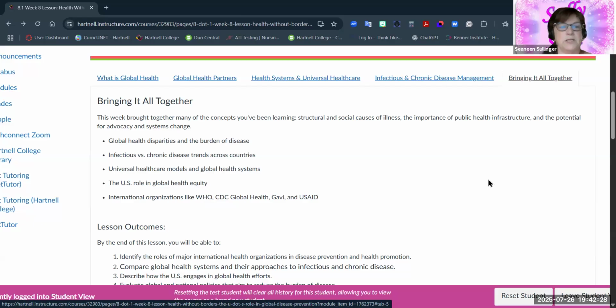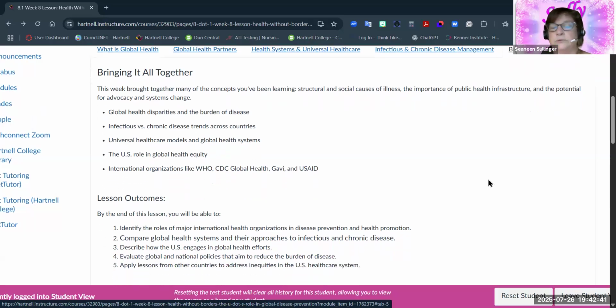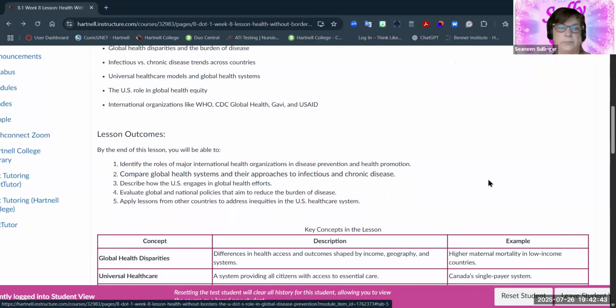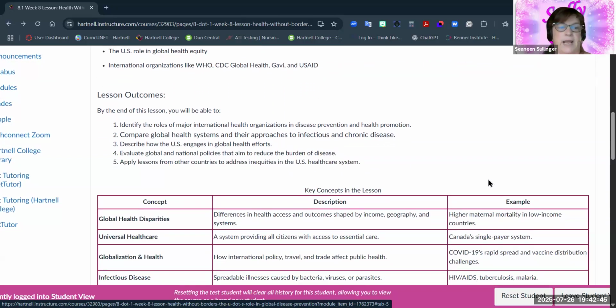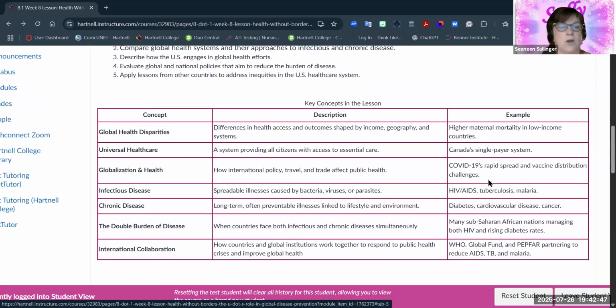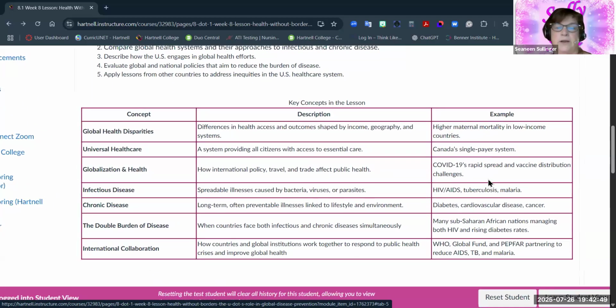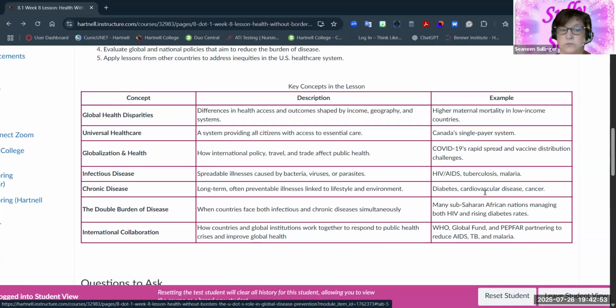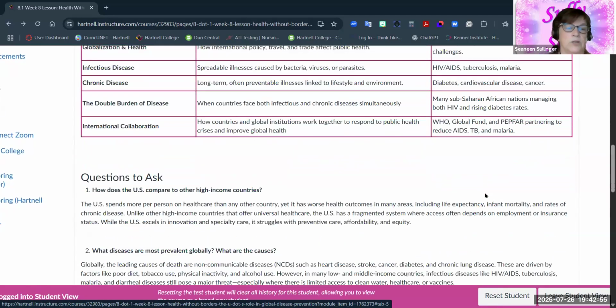So global health disparities, the infectious and chronic diseases, universal healthcare models versus other healthcare models, our role in health equity, which we're not doing a very good job of, and we learned about the international organizations as well. So that's how we met those particular lesson outcomes. Here are the key concepts that we started out with at the beginning. This is the description and examples of those. And then just some more questions to ask.